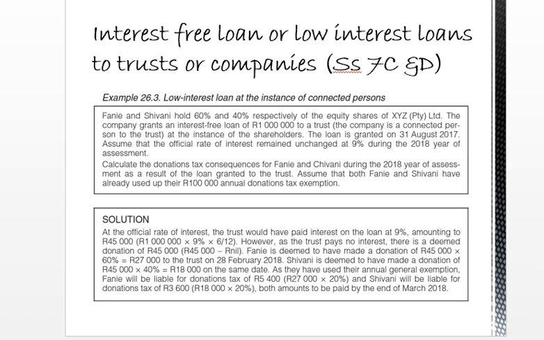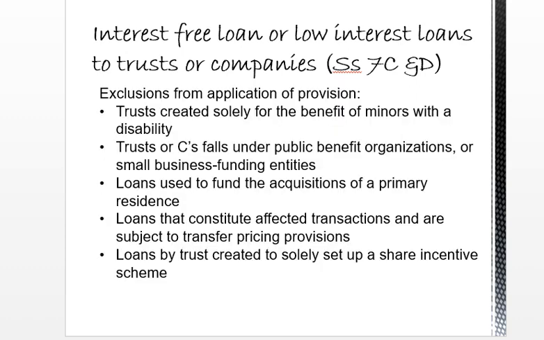Okay, so that's basically interest-free loans or low-interest loans. What you need to take note of is that when an interest-free loan or a low-interest loan is made to a trust, whoever makes this donation has to be a connected person to that trust, and the donation tax liability is on the foregone interest. But there are also certain exclusions from the applicable provision.